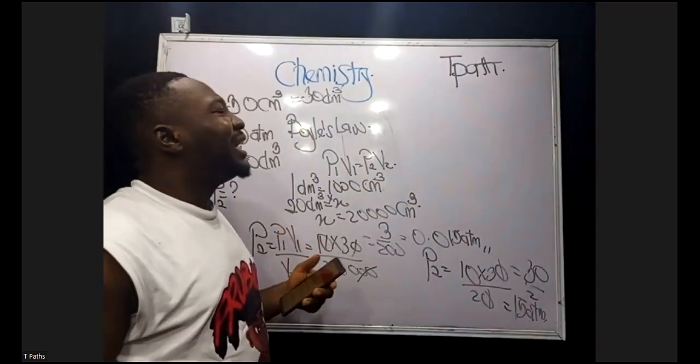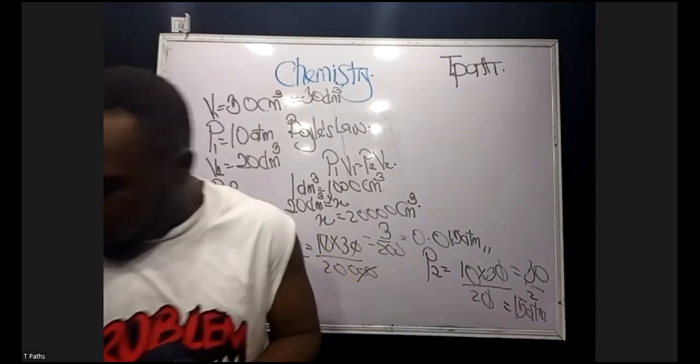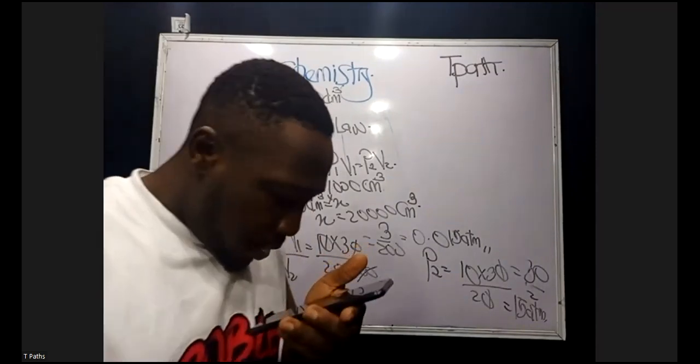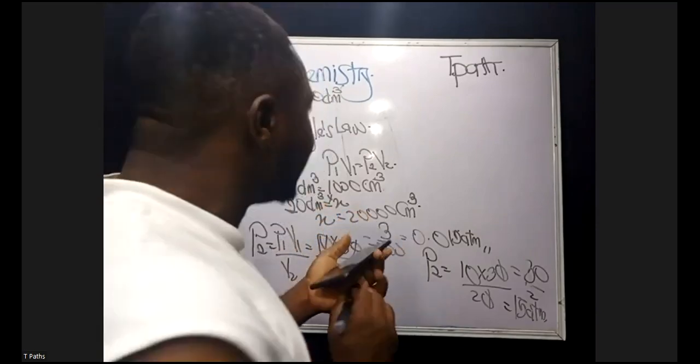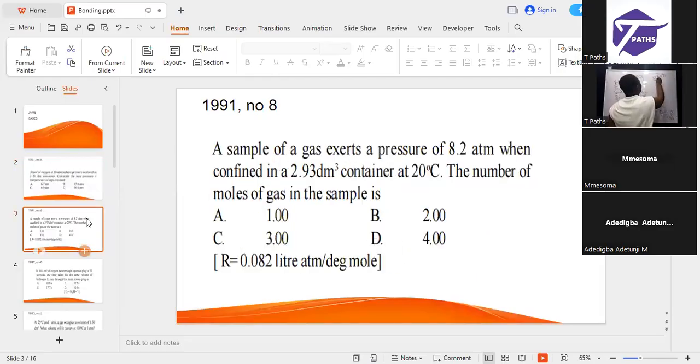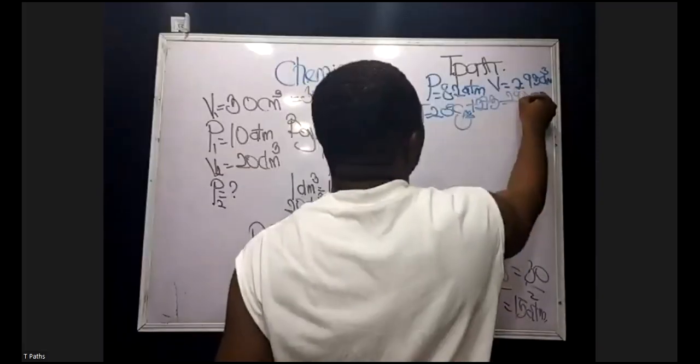The next question says a sample of gas exerts a pressure of 8.2 atm when confined in a volume of 2.93 dm cube container at a temperature of 20 degrees Celsius. Guys, when you see Celsius, don't wait, convert to Kelvin. You add 273, and that is 293 Kelvin.